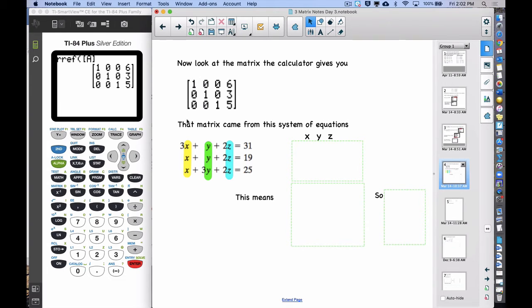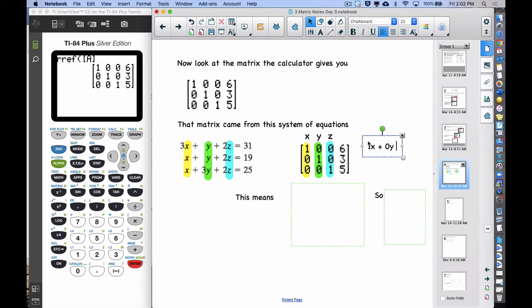So after we've done the RREF, what the calculator is really giving you is what value x has, what value y has, and what value z has, and you really can read it off again like an equation. So this first line would really be 1x plus 0y plus 0z equals 6. Well, if that's the case, 0y and 0z don't really matter, so it's really telling us that 1x equals 6 or that x equals 6. So that's what that first row means.